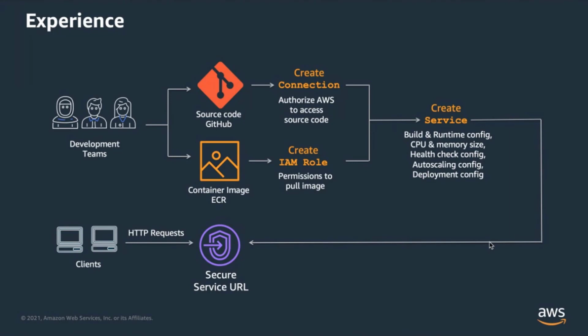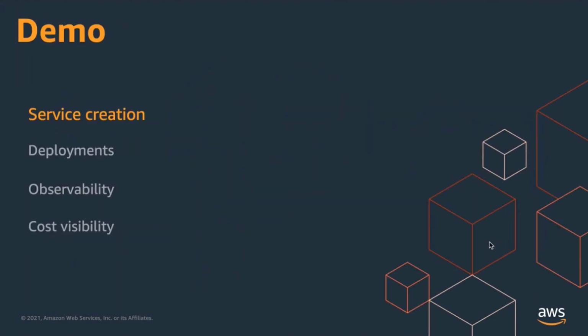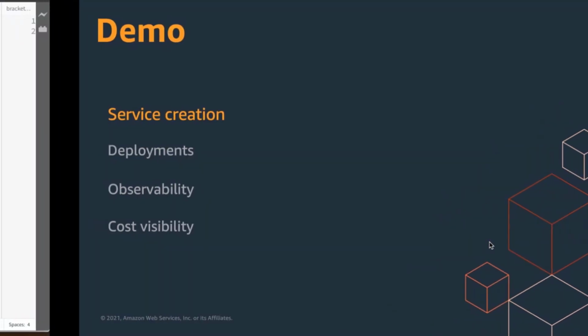And without further ado, let me jump into the demo part of this and walk you through four steps here. First, I'm going to create a service, and I'm going to actually show you features with deployments. And I'm going to show you some of the built-in observability you get with App Runner. And finally, I'm going to walk into the pricing and the cost visibility portion of App Runner. So let me switch to the AWS console right now.